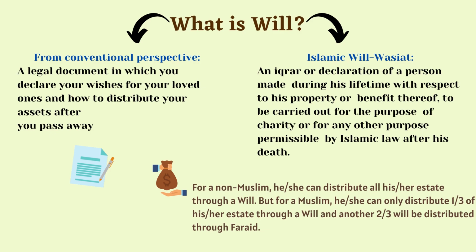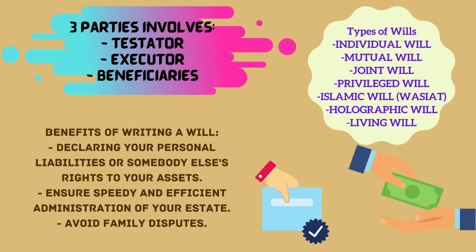Under the concept of will, a non-Muslim can distribute all his or her estate through a will, but a Muslim can only distribute 1/3 of his or her estate through a will, and the other 2/3 will be distributed through fara'id. The concept of a will involves three parties, which are the testator, the person who makes the will; the executor, the person to administer and distribute the estate; and the beneficiaries, the persons or entities who receive gifts under a will. There are 7 types of wills, which are individual will, mutual will, joint will, privilege will, Islamic will, which is known as wasiat, holographic will, and living will.